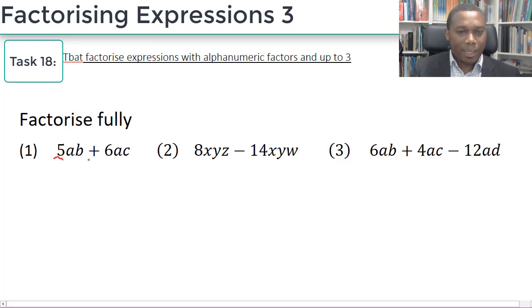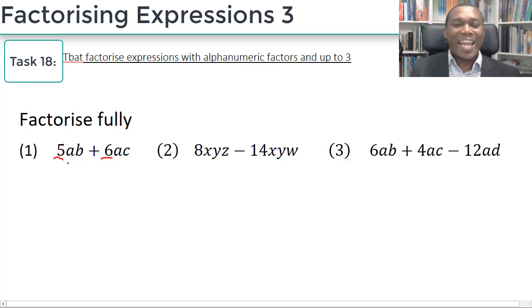For the first one, I look at the numbers. I'm only thinking about the numbers, and I ask myself, what's the biggest number that goes into 5 and 6? In other words, do 5 and 6 have a highest common factor? And the answer is, well, 1 is the only number that goes into 5 and 6. So there is no number to extract. You can take 1 out as a factor of everything, so we ignore it. So nothing for the numbers.